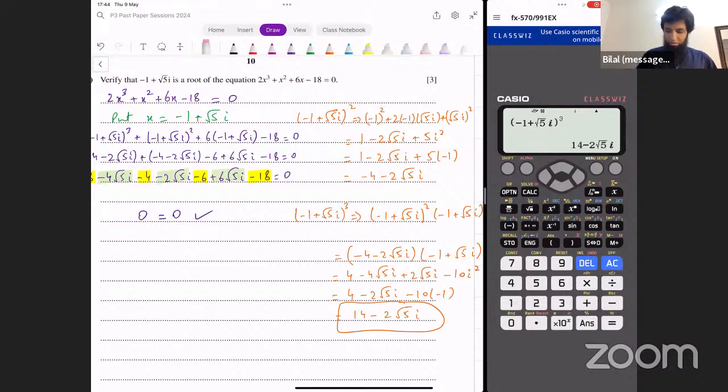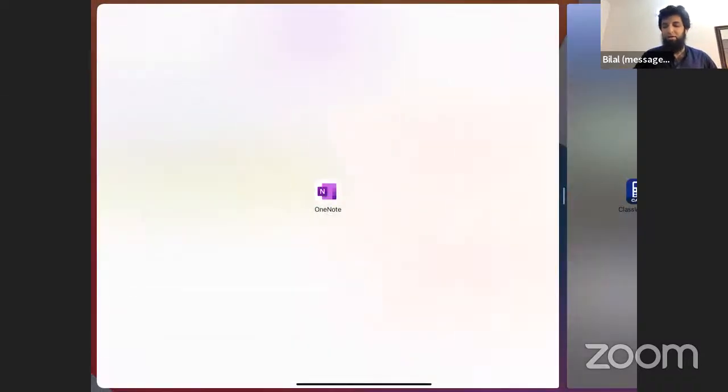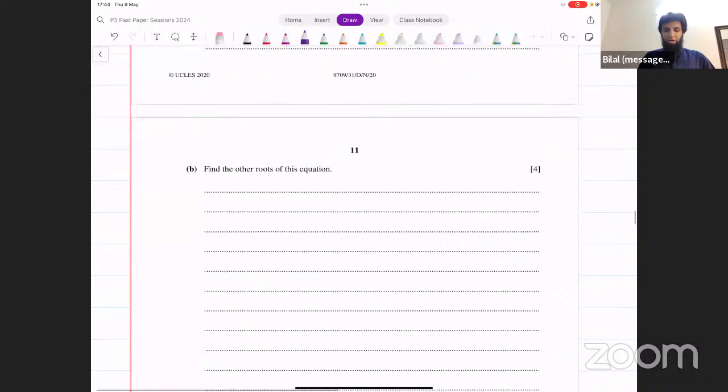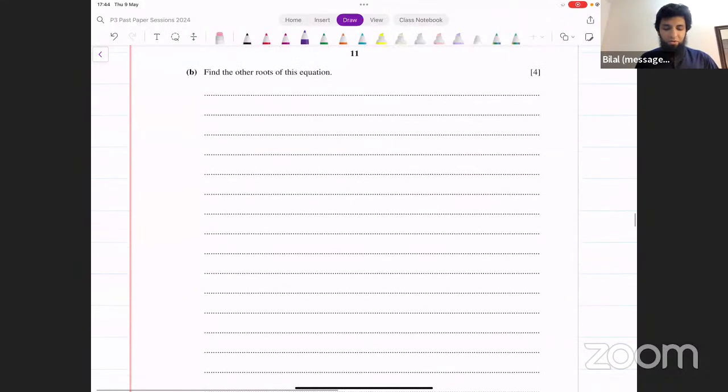Okay. So before you input them in that equation, you could verify this on your calculator as well. Now that's just for verification, because if you don't show working, you don't get any marks for that. So you have to show working. This is just for verification. You sometimes find that helpful. Okay, now we need to find the other roots of this equation.